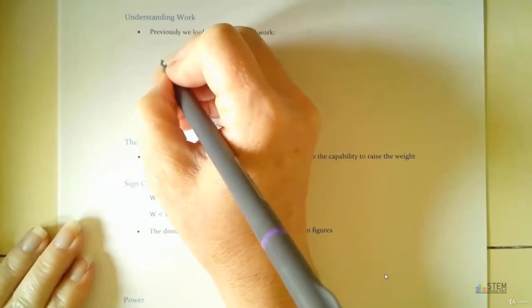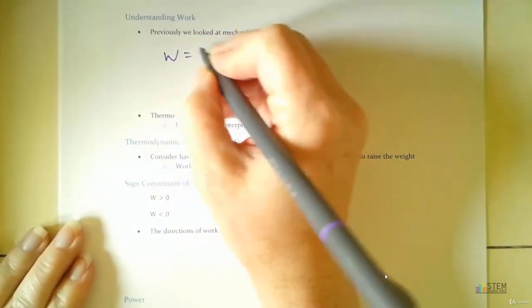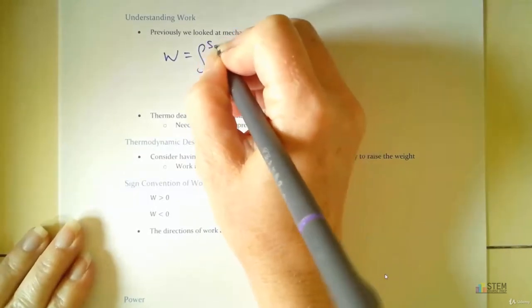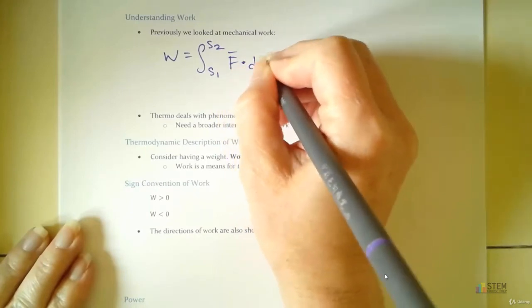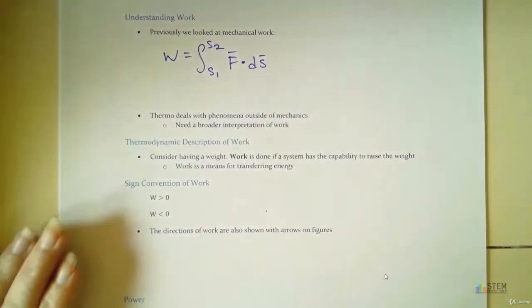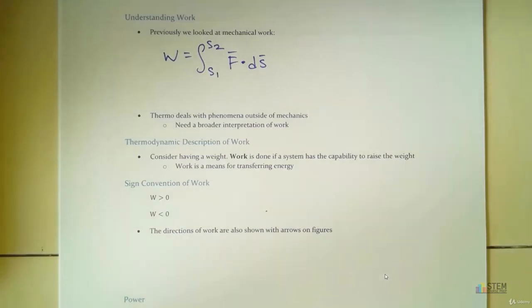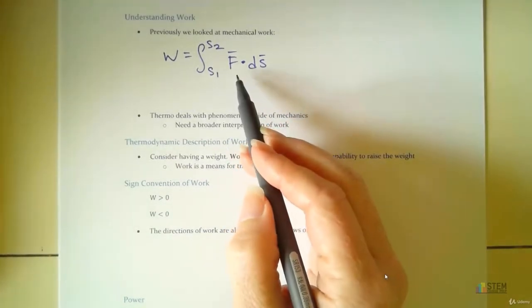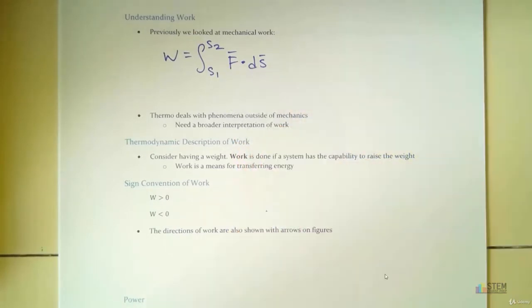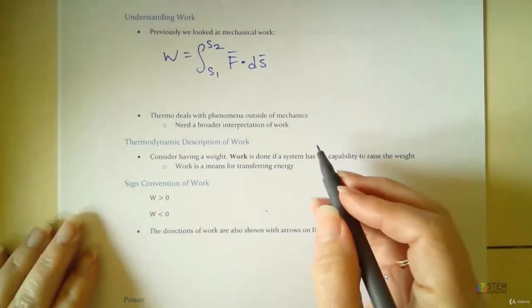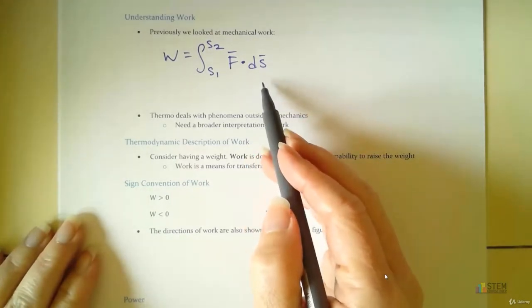So the equation we looked at before was work equals the integral as we go from position 1 to position 2 of a force dotted with ds, where s would be displacement. Now remember, with work, you've got to have a displacement in the same direction as your force, okay? Because you got to be able to take this dot product, and like I said before, dot product is for parallel components. So you got to have a force going in the direction as your displacement. Okay, so this is our equation we looked at before.